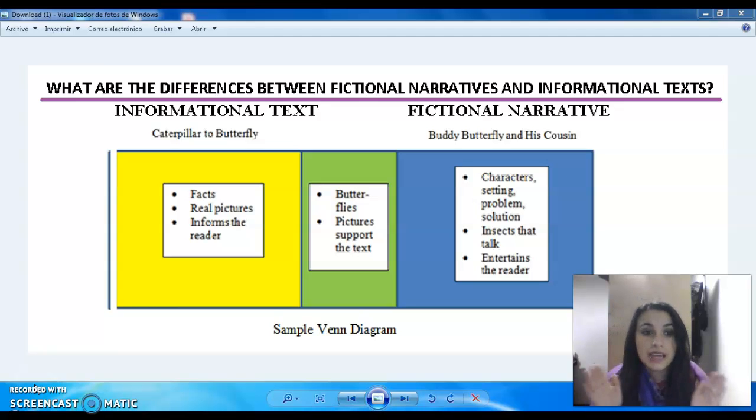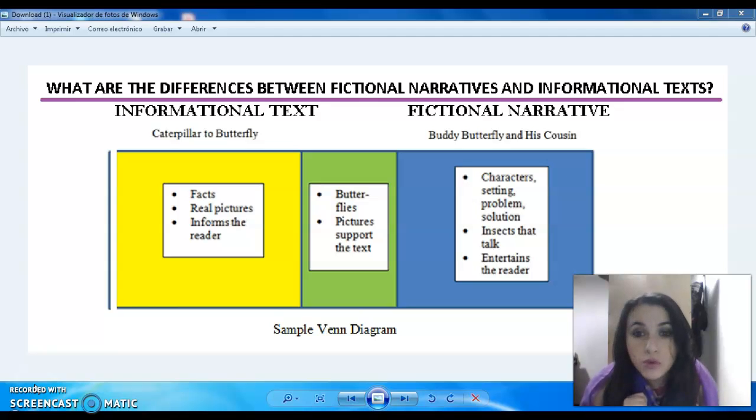In this case, the title is Caterpillar to Butterfly. So in here, it means we are going to communicate real facts, real pictures, and our intention is to inform the reader about real information, something that is true.